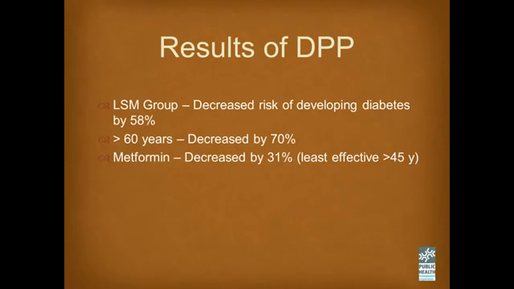Astonishing numbers. And by comparison, those treated with metformin decreased their risk, but significantly less, by 31%. And interestingly enough, when you looked at that third group by age, those who were treated with metformin over the age of 45 had a lesser effect of decreasing progression to diabetes. So just to go back for a second, one of the things that really stresses is the importance, obviously, that Dr. Daly mentioned earlier, of the relationship between obesity and diabetes.